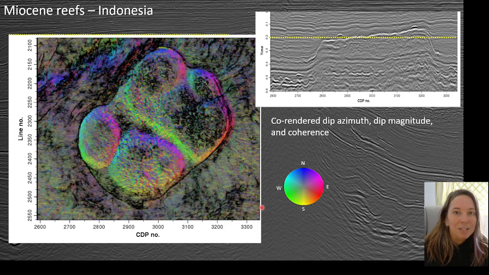Here's some more recent seismic data, so higher resolution data in Indonesia looking at some Miocene reefs. And so this is a buildup. And you can see the vertical section through the seismic amplitude data here. And then this time slice we're looking at is at 200 milliseconds, so fairly shallow. We've got it lit up here with a co-render of coherence, and then the dip azimuth and the dip magnitude. So how much is it dipping? What direction is it dipping? And it really brings out the structure of this reef.